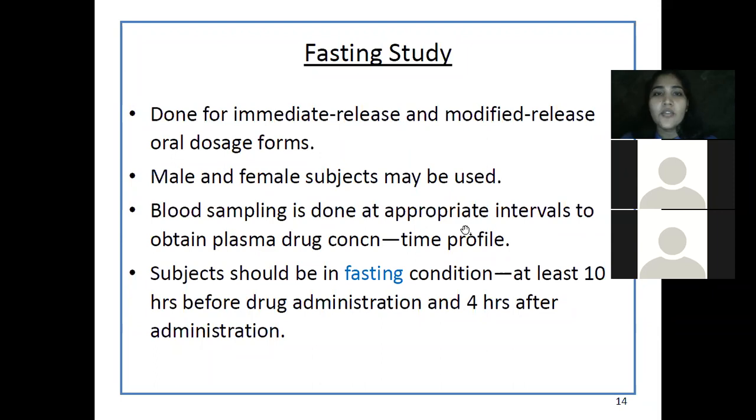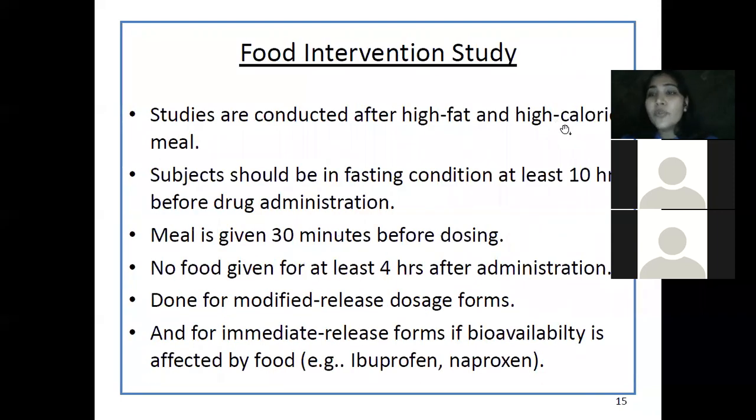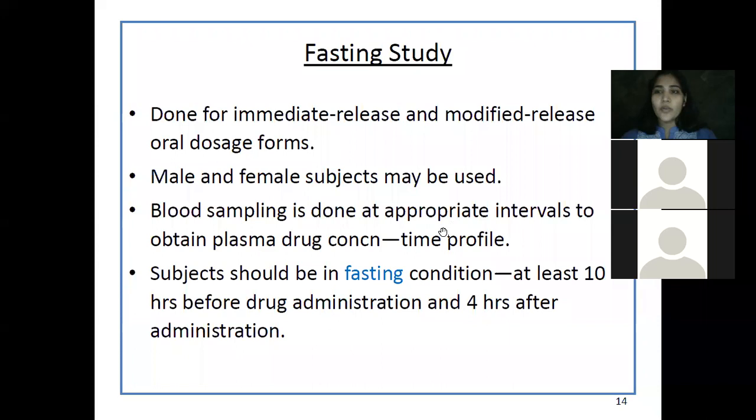Yes. So this was about the fasting study. Okay. Then food intervention study. So studies are conducted, and yeah, let me tell you about this point also over here. Subject should be in fasting condition at least 10 hours before. So that means you have to make sure that the subjects who are there in your facility are not even drinking water for 10 hours. So they'll be sleeping basically.